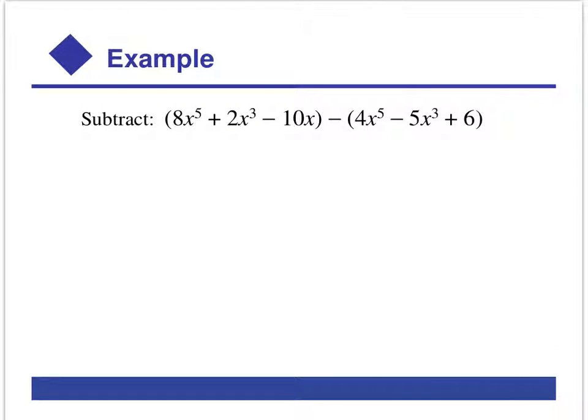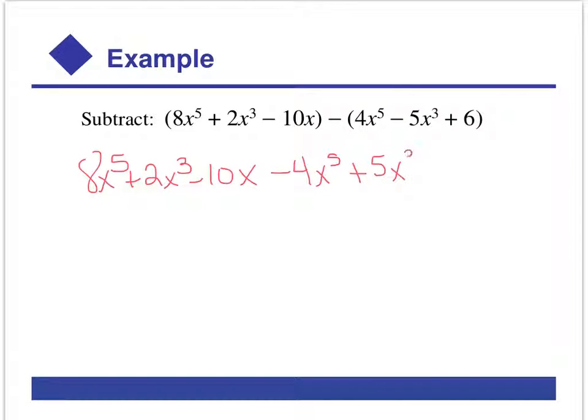Again, we're going to practice some more. You bring down the first polynomial just as it is. And then we're going to change the sign of everything else. So now we get negative 4x to the fifth plus 5x to the third minus 6. And then we just gather like terms.